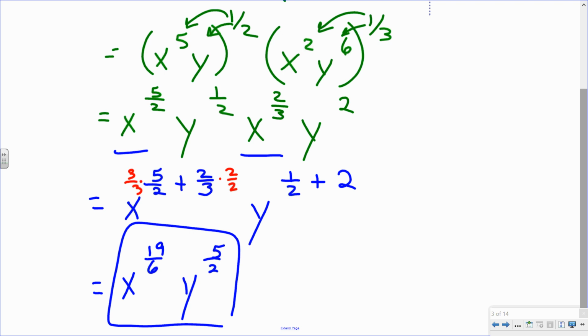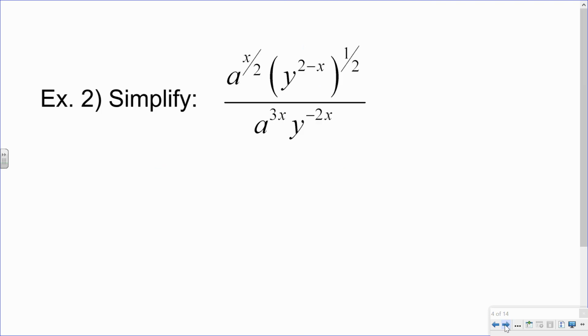Questions there? Okay, let's get progressively harder with these examples. Instead of just numbers in our exponents, let's have some variables in the exponents. So we're going to basically do the same thing. We're going to figure out how we start putting things together. So in my numerator, I have a to the x over 2. That's fine. This is just one exponent on the y inside that parentheses.